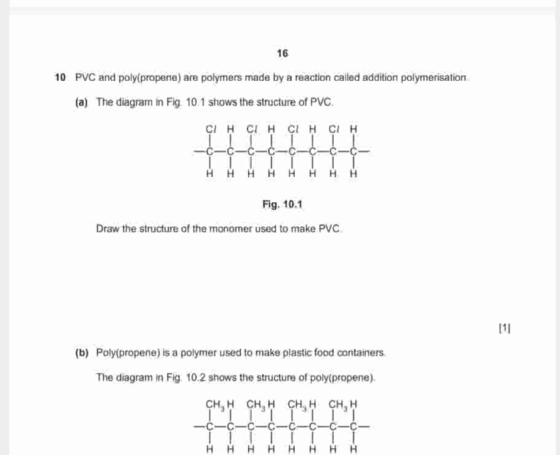That is when you draw it as a polymer. If you just show the monomer, then you can simply say it is chloroethene: C double bond C, with one carbon with two hydrogens, and the other carbon with one hydrogen and chlorine on the other side.